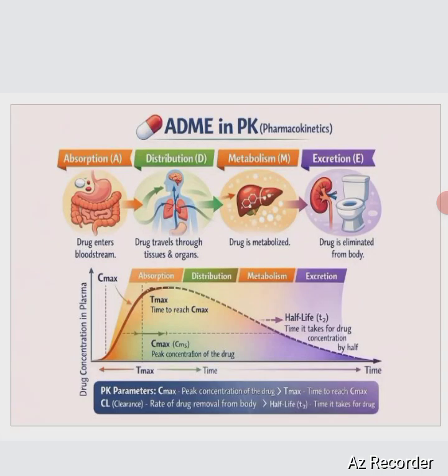So ADME properties are the pharmacokinetic reactions. If you take a tablet, it first enters absorption. Second, distribution. Third, metabolism, and fourth, excretion. These are the very important processes of drug pharmacokinetic reactions.